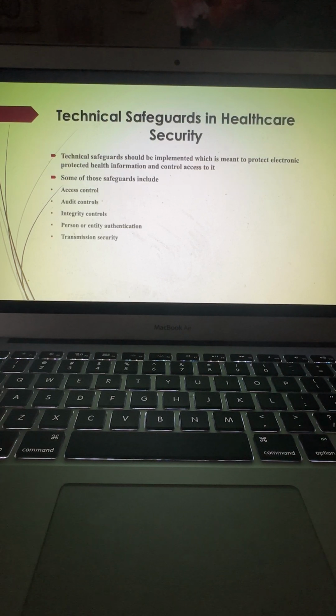So, some technical safeguards in healthcare security. Technical safeguards should be implemented to protect electronic protected health information and control access to it. Some of those safeguards include access controls, audit controls, integrity controls, person or entity authentication, and transmission security. These safeguards are very commonly used all over the place. They're used in education, in the private sector at big tech companies, in the public sector like governments, and they should be used at hospitals as well. The big thing about these safeguards is that they're pretty successful and very good to use.